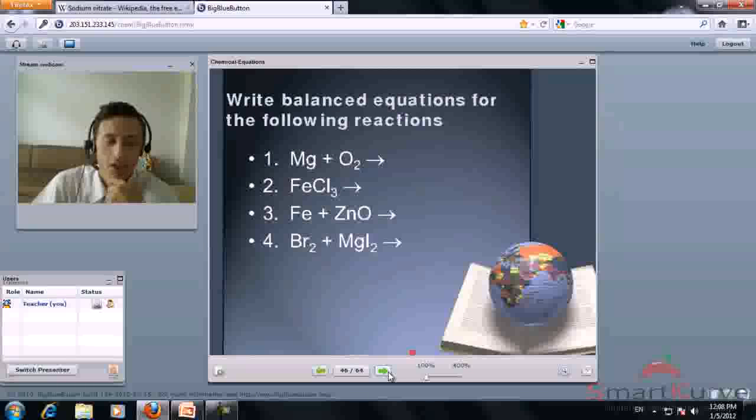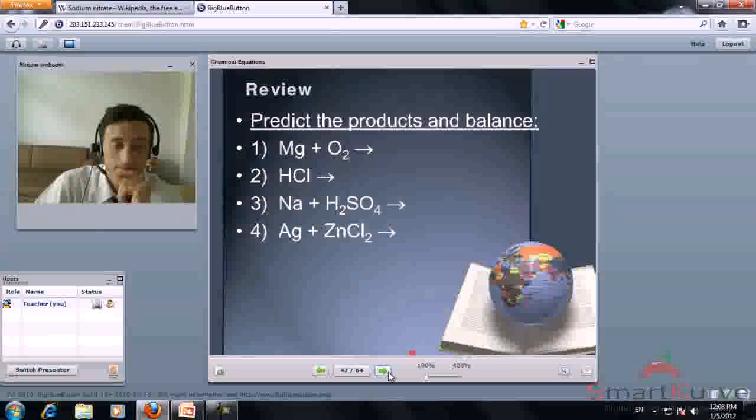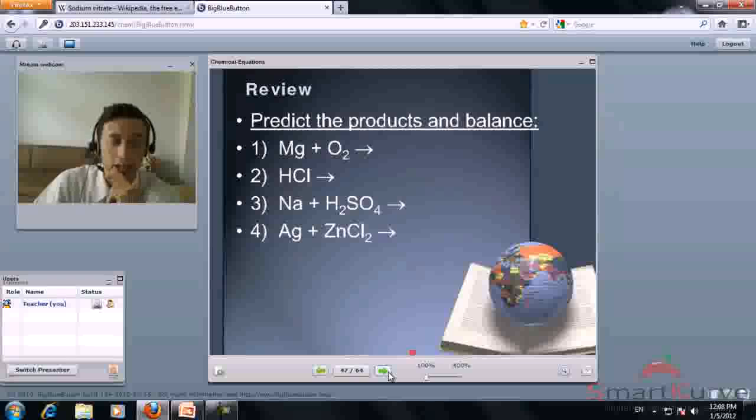You can test yourself there, slide 46, writing balanced equations for those reactions. Predict the products and balance on slide 47. Again, use what we've learned with the activity series and use what we've learned about balancing equations, making sure we have the same amount of each element on both sides. And remember to look at it one element at a time.